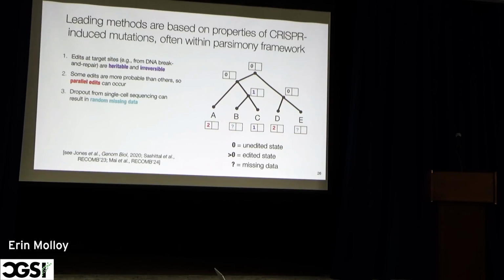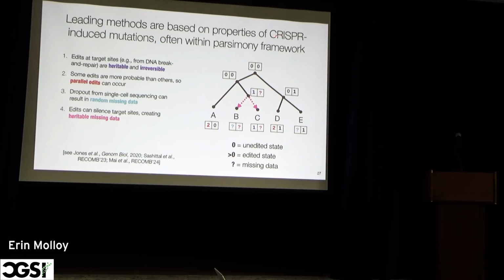Palash mentioned that single cell sequencing can have dropout, which introduces random missing data. So I've hidden some of the values of the cells because we can't access them. And then lastly, you can have silencing at the target site, where essentially CRISPR is cutting out a target site. And this is going to give you heritable missing data because once the target site is silenced, it's going to be missing in all of the descendant cells.